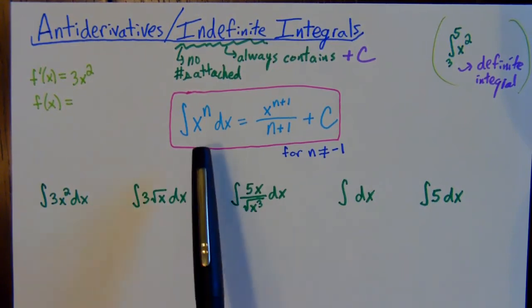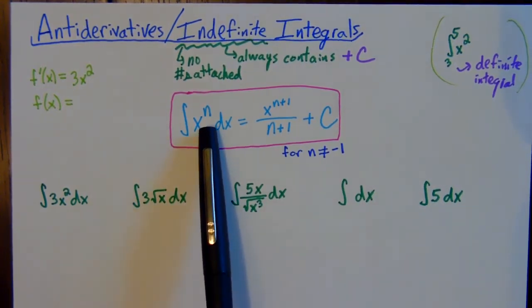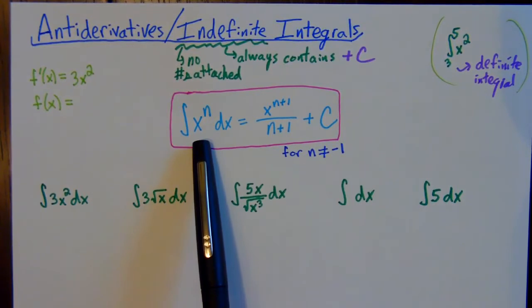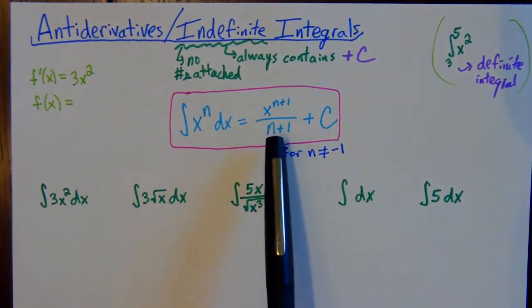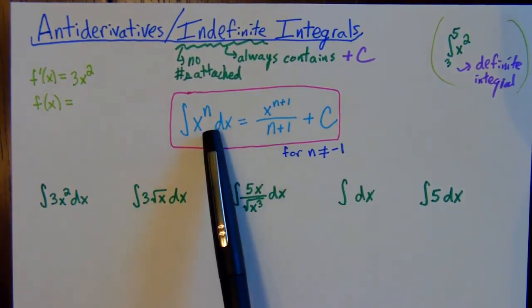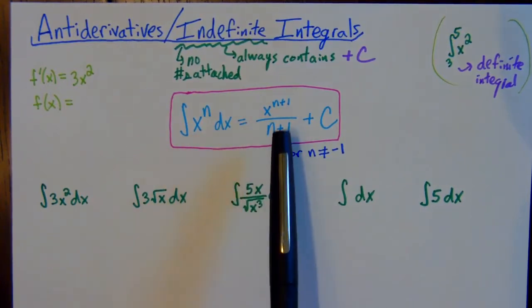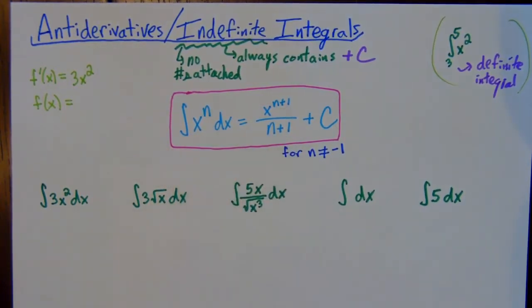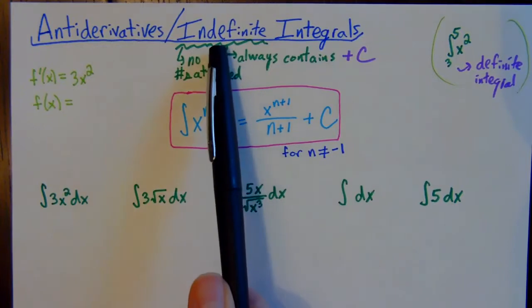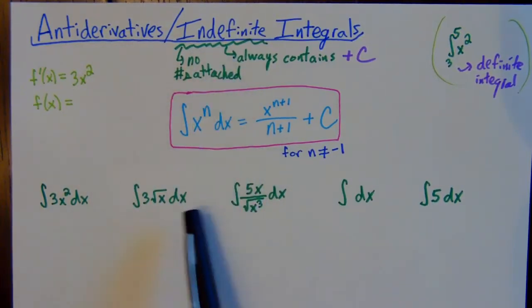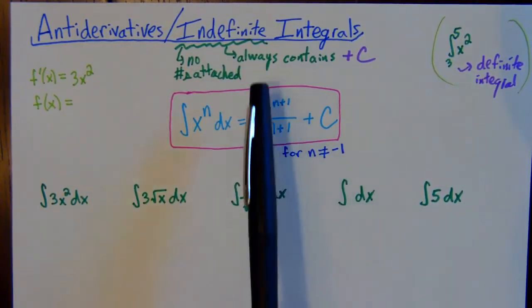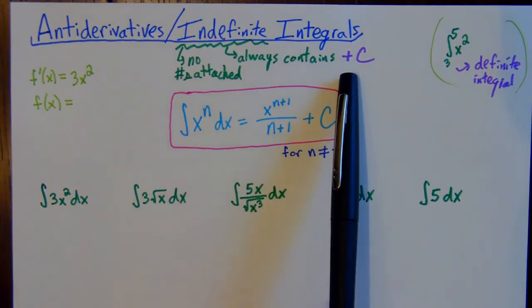Now what we're going to learn is a very simple shortcut. If you have x raised to a power, when you integrate that, you're going to go x to the n plus 1 divided by the n plus 1. So you're just going to add 1 to that exponent and then divide by that same number. These are what we call indefinite integrals. Indefinite integrals have no numbers attached to them, and our answers will always contain a plus c.